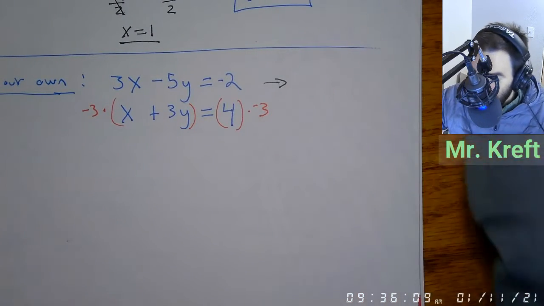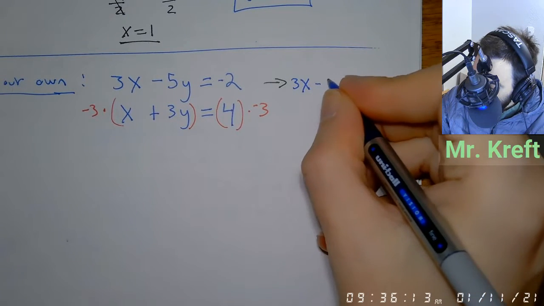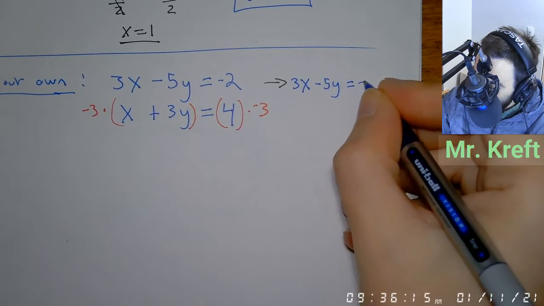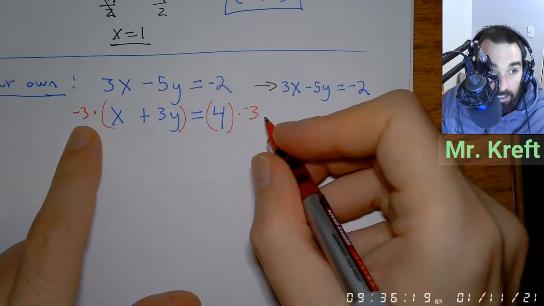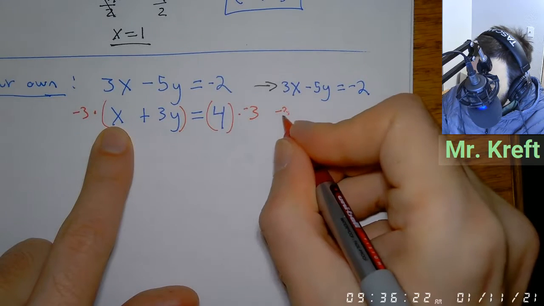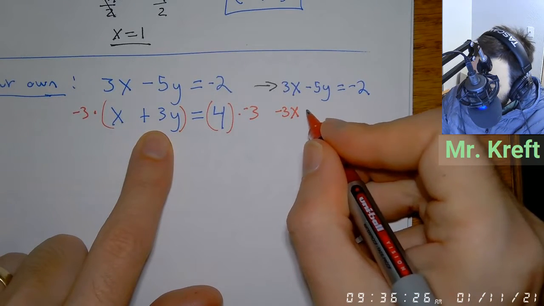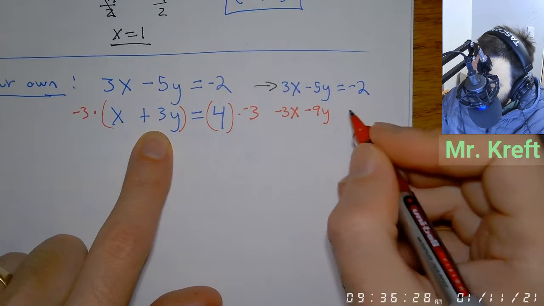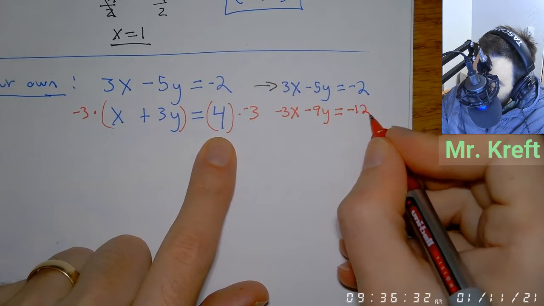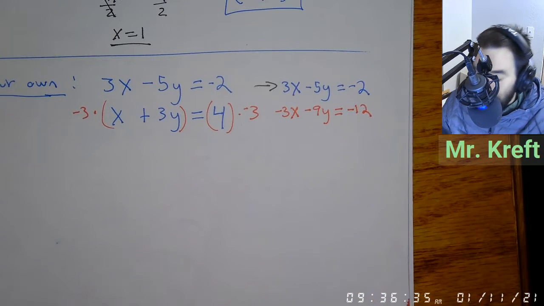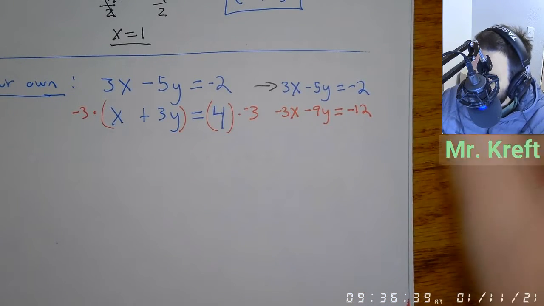So the top here is going to stay the same. So I'm going to get 3x minus 5y equals -2. So the top stays the same, and then the bottom is going to change. So I get -3 times x is -3x. And then -3 times +3, that is -9y. And then on the other side, I'm going to get -12. Okay. So this is your new equations that you're going to deal with.